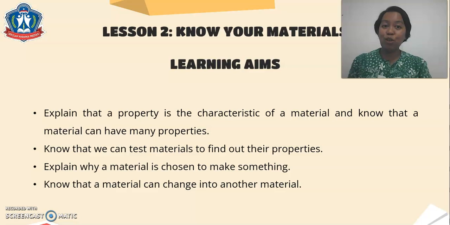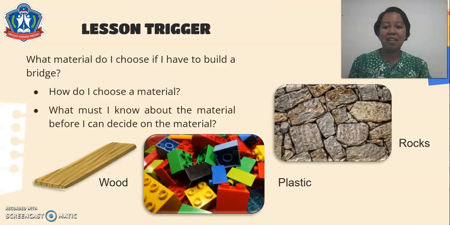For lesson 2, know your materials. Our learning aims are the following. Explain that a property is the characteristic of a material and know that a material can have many properties. Know that we can test materials to find out their properties and explain why a material is chosen to make something. Know that a material can change into another material.